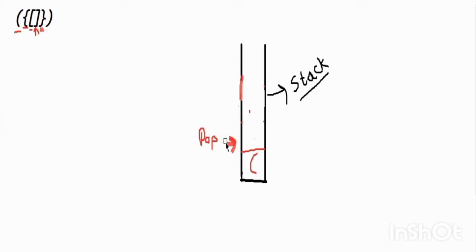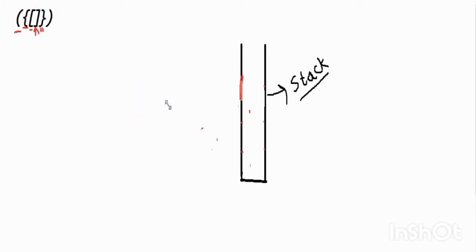This is the normal closing bracket. By peeking at the top element of the stack, we find that it is also a normal opening bracket. So both are matching, so we will pop it. Now our string is complete. We will check if our stack is also empty. Yes, our stack is also empty. If your string is completed and the stack is empty, then it will return true, otherwise false.